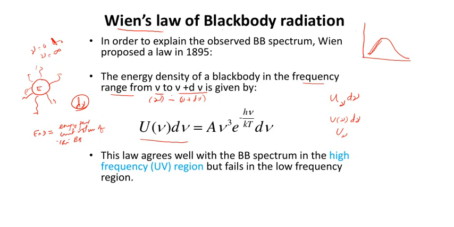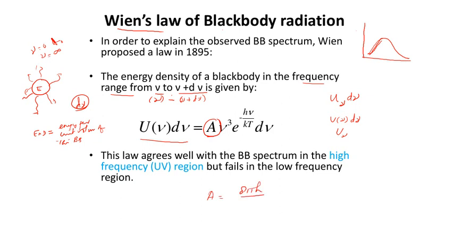See, Wien depended on classical theories to obtain the value of this u nu d nu, and he obtained the dependence as some constant a into nu cubed e raised to minus h nu by kT d nu. So this is what is known as the famous Wien's Blackbody Radiation law. And the value of this constant a is 8 pi h by c cubed.